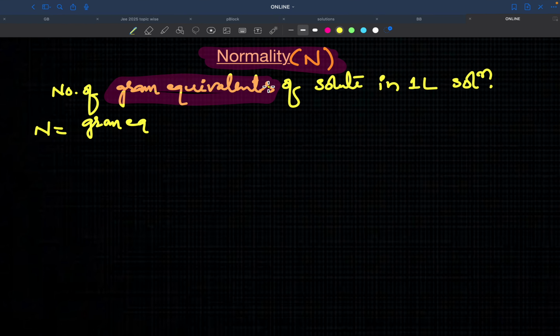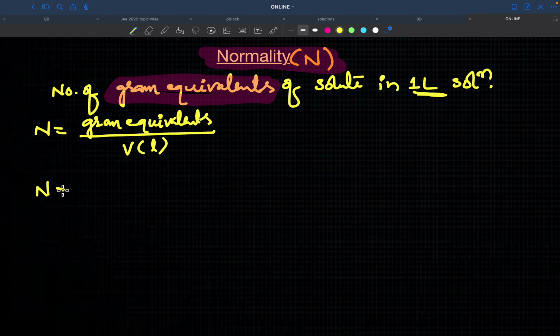Yes sir. Right. So we are talking about normality. It is the number of gram equivalents of solute in 1 liter of solution is called normality. It is a simple definition, nothing more, but all we should know is what equivalents are. So first we will take the notes of the formula: gram equivalents over volume of the solution in liters.